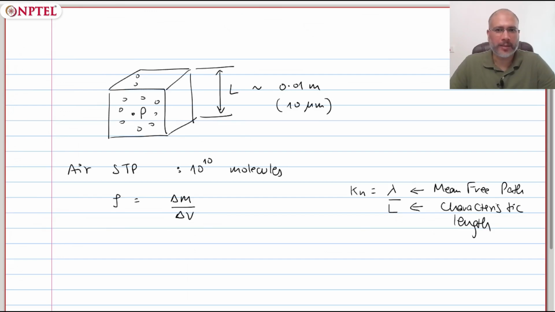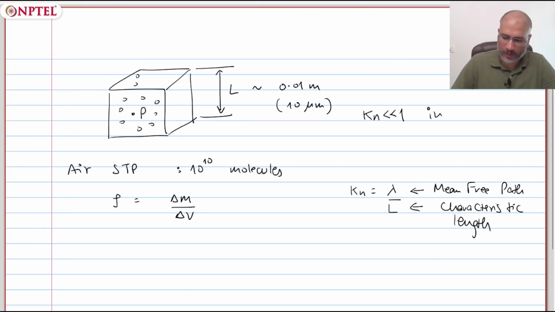So this is going to be tiny, the mean free path in this case, because we're talking about 10 billion molecules which are enclosed inside this small volume, which is 10 microns by 10 microns by 10 microns cube. So for this ratio of lambda to L, L in this case can be considered as the size of one of the sides of the cube, which is 10 microns. So in this case, the Knudsen number is going to be much smaller than 1. So we can say that the Knudsen number is much less than 1 in this case. So in this case, we can apply the continuum hypothesis.